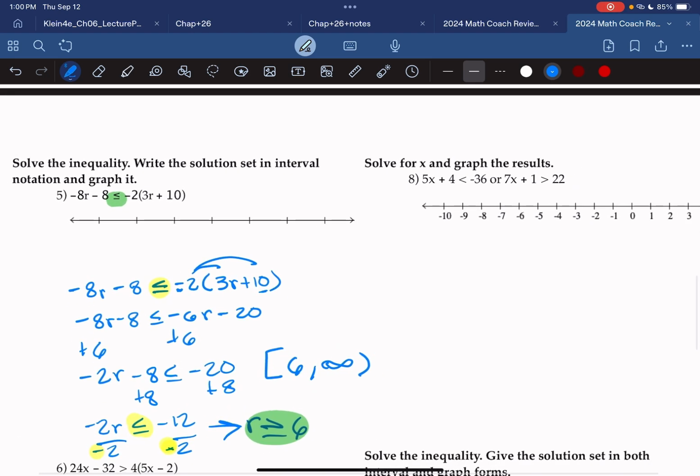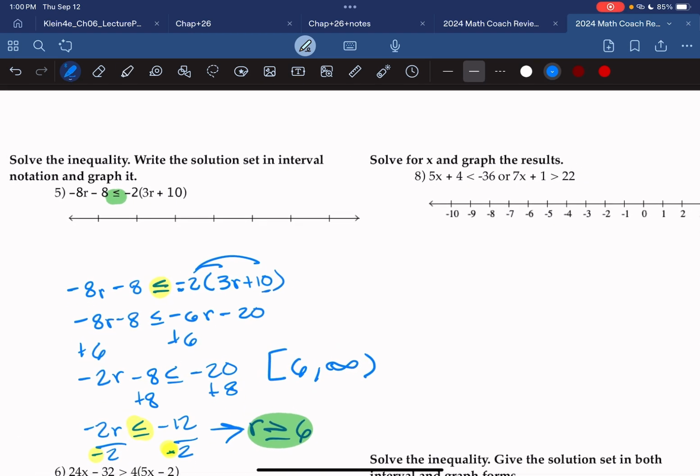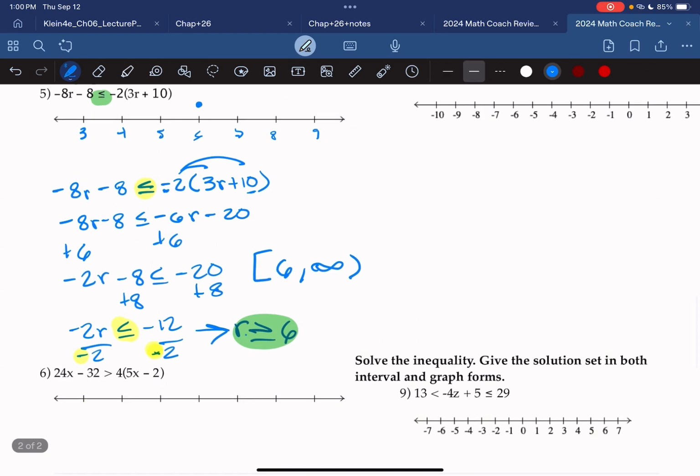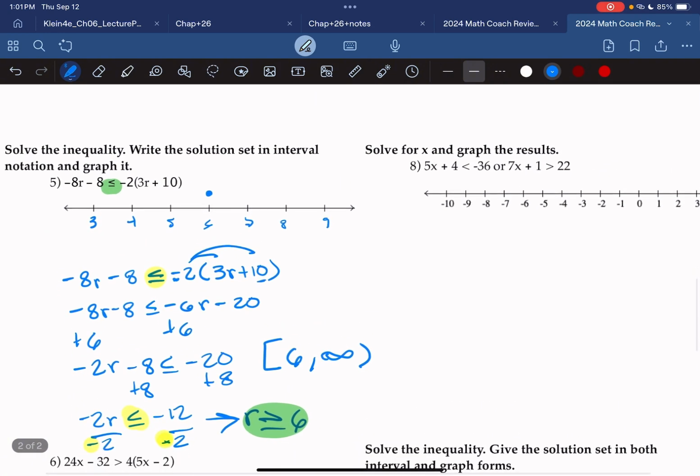Now we graph it. So we can just do 3, 4, 5, 6, 7, 8, 9. Doesn't really matter in this case. Since it's an or equal to, at 6, we're going to do a closed circle. And then here, it says r is greater than or equal to 6. If it's greater than, we go to the right, because to the right is positive, and then to the left is negative. So this is our graph, and this is our set interval notation.